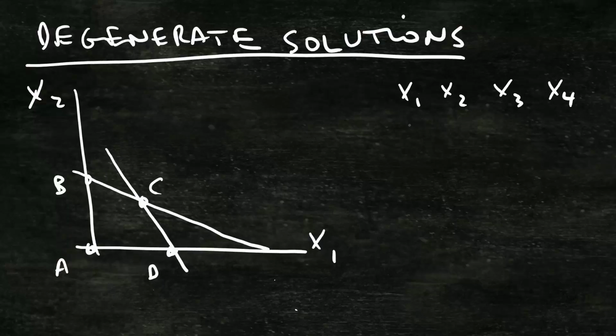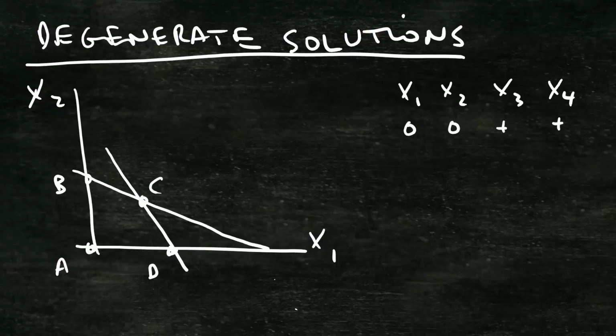At A we have X1 and X2 at 0, and we have X3 and X4 positive. We're far away from the constraints. And at B, we'll have X1 at 0, we'll have X2 as being positive, now it's become positive, and X3, which is associated with the first constraint, will go to 0, and X4 will still be positive. So this is the point A, and this is the point B. And now we go to C and then to D.